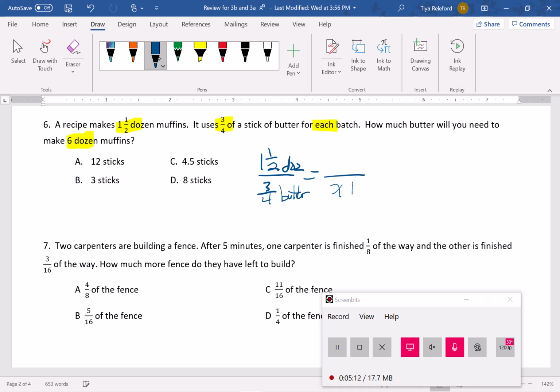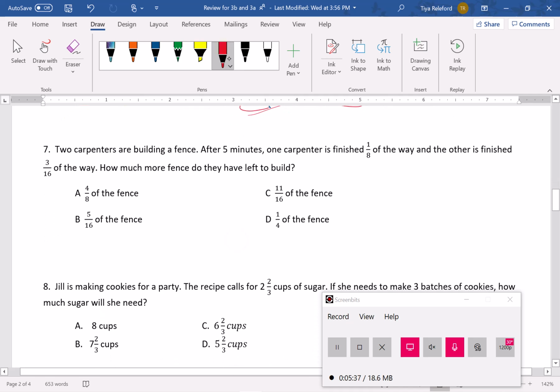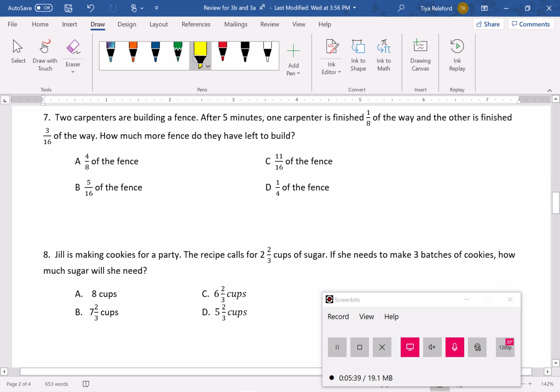And we want to know how much butter for 6 dozen. So you're going to cross product and then divide. Yes, you can turn these into decimals if you want to. There's nothing wrong with that. It's just it'll take you longer. These decimals, though, you do have memorized. They are on your Friday quiz.